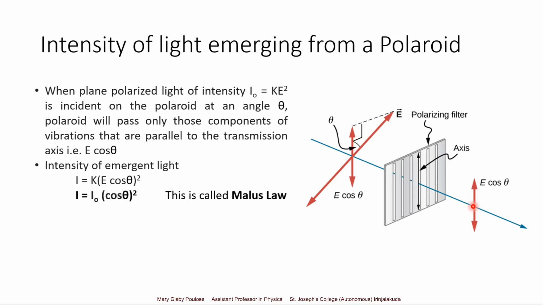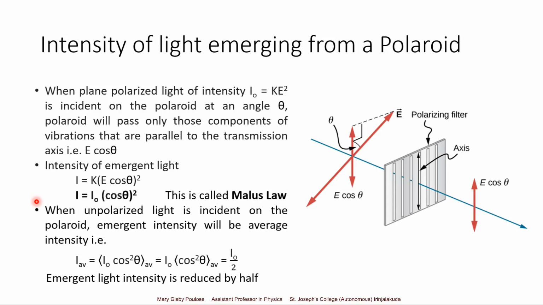Hence, the intensity of the emergent light I will be proportional to (E cos theta) square, that is equal to K (E cos theta) square, that is equal to I0 cos square theta, where I0 is equal to KE square. This is called the Malus law.